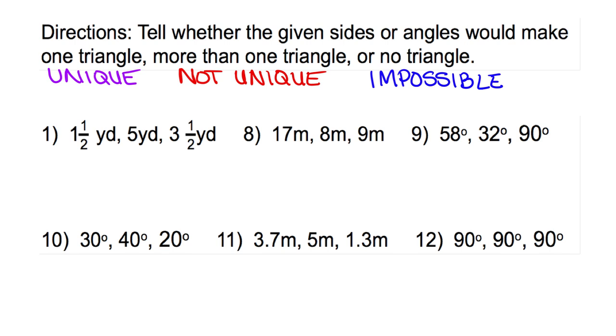Number 12. Do we have sides or angles? Those are angles. How do we test the angles? See if they add up to 180. Does 90, 90, and 90 add up to 180? No. So we have no triangle. Very good.